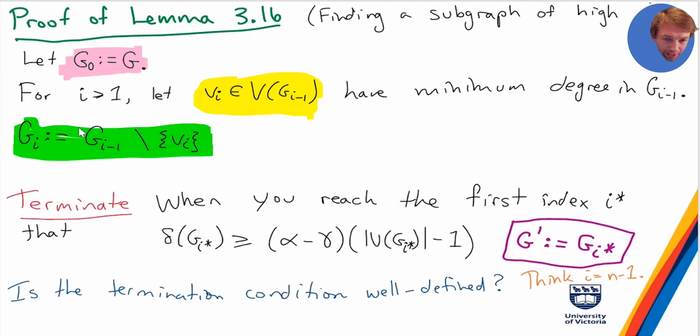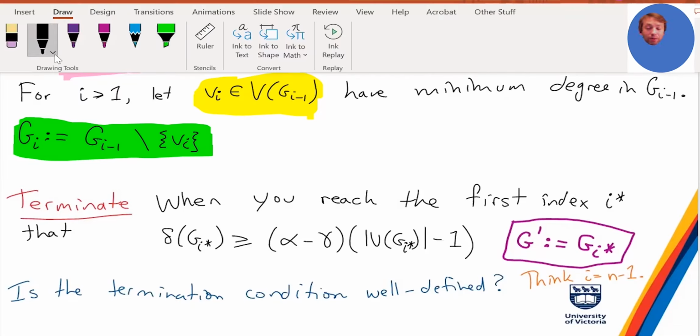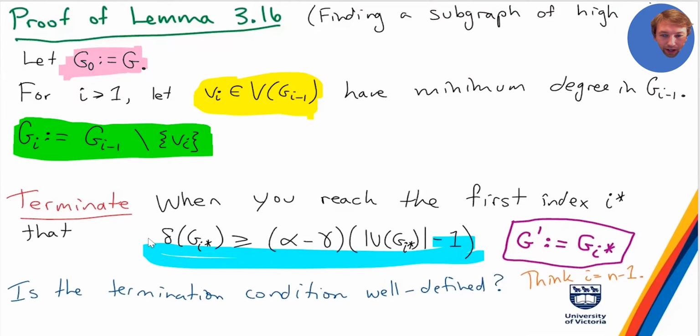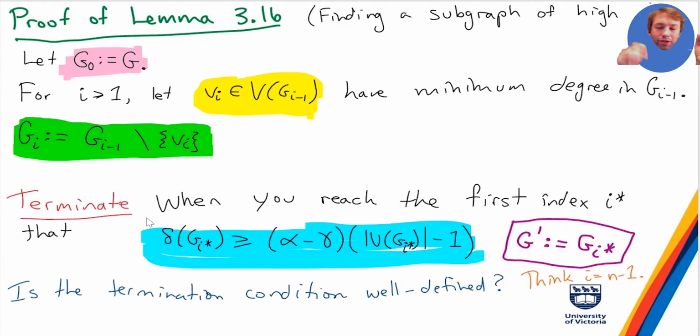When I delete a vertex, I also delete all of the edges including that vertex. So you delete the vertex and all the outgoing edges. And we're going to stop. So when should we stop? Basically, we want to find a graph with minimum degree that satisfies this inequality here. This was the inequality in the lemma. And we want to do this so that the final graph has a lot of vertices.